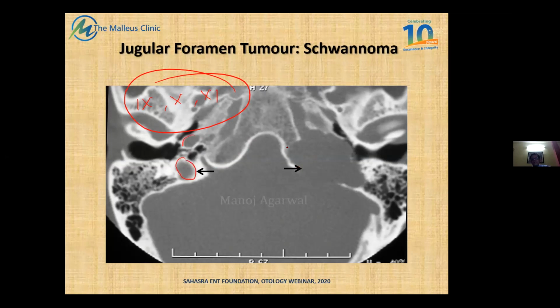But see, the smooth lobulated expansile lesion that you have here, more importantly, now I'll go back to the previous slides again, especially of the glomus, you see that the shadow is homogeneous. There is no intralesional spiculation over here, unlike the glomus.